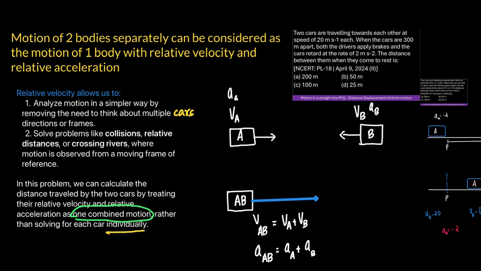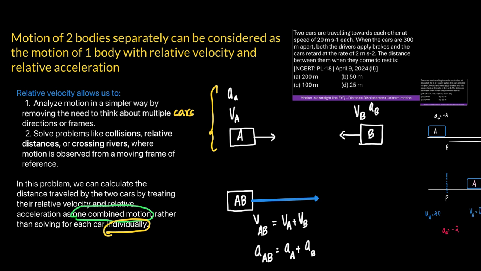So this is how we calculate the car motion individually, where we have car A and car B, velocity of car A being VA, acceleration being AA, velocity of B being VB and AB individually. Now when we analyze this as one combined motion, instead of two cars, we have only one car AB. Instead of having two velocities VA and VB, we have one car moving with relative velocity VAB.